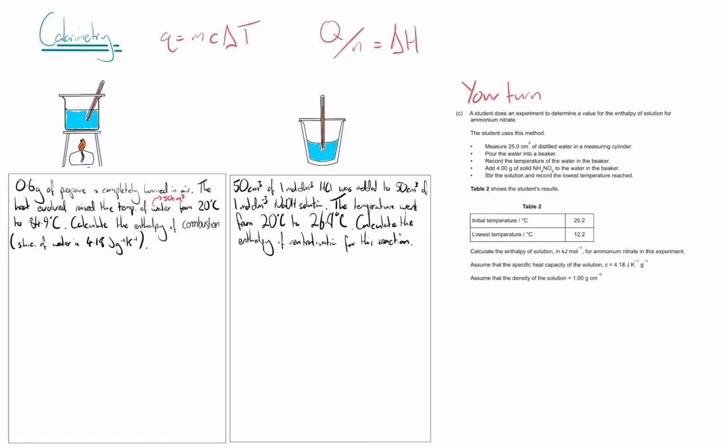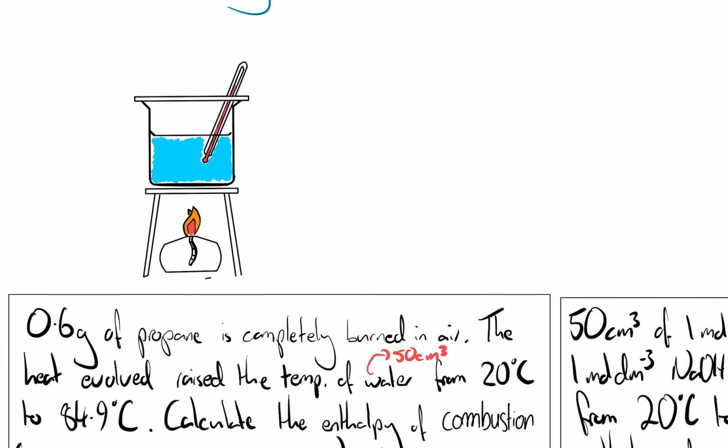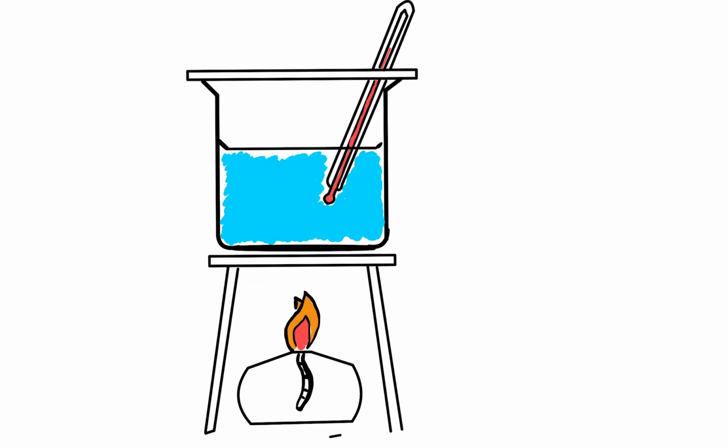What's up, guys? Last video we looked at the theory of energetics. This video we're going to start looking at some calculations, and specifically we're going to look at calorimetry. So most of the time the two examples we get of calorimetry are where we're burning something in a spirit burner, we're heating up water, we're measuring the temperature change.